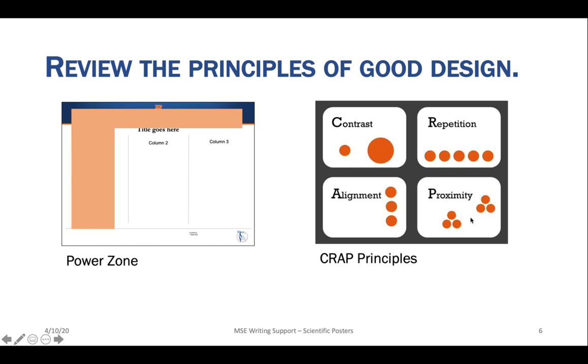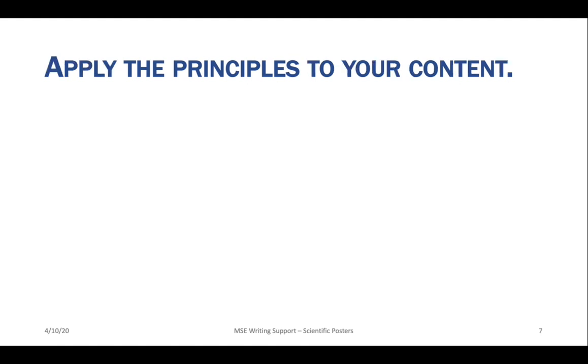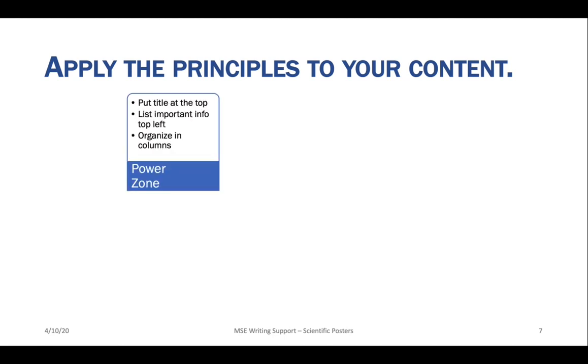Then the principles of good design, just as a refresher, these CRAP principles, as I call them, to remember them: contrast, repetition, alignment, and proximity, can all help you to put this information onto the poster in a way that is easy to read and understand. So we're going to apply those principles to the content, and here are a few tips for that. First, when you're thinking about the power zone, as I said, put the title across the top and list the most important information in the top left if you can.